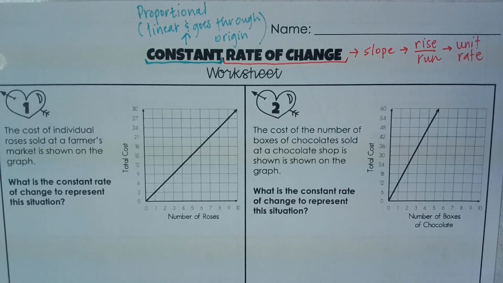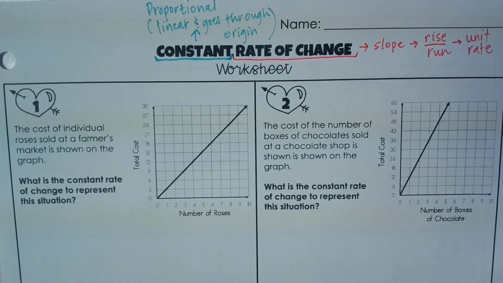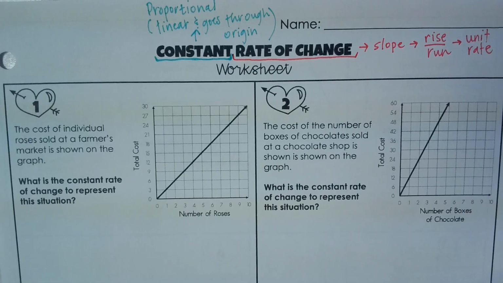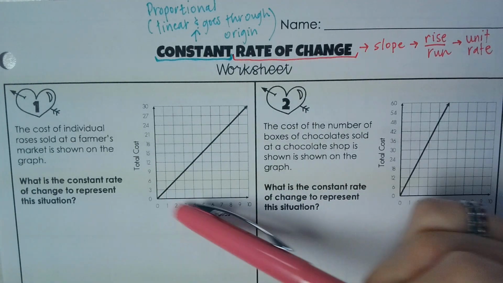So, now that you've got how in the world this ties in, now we're going to apply our knowledge from yesterday. Okay? So let's look at number 1. The cost of individual roses sold at a farmer's market is shown on the graph. Okay, so let's look at the graph.